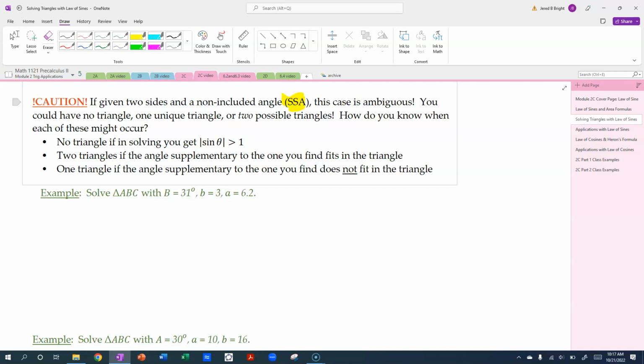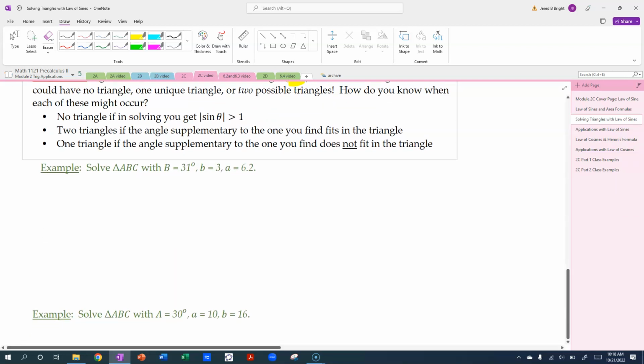Two triangles would occur if you find an angle and then you calculate its supplementary angle, and that supplementary angle can fit in the triangle that you have based on the given criteria. Okay, we'll see maybe an example of that. And then one triangle if you find the supplementary angle and that does not fit in the triangle. Okay, so here we're just going to go through some examples quickly.